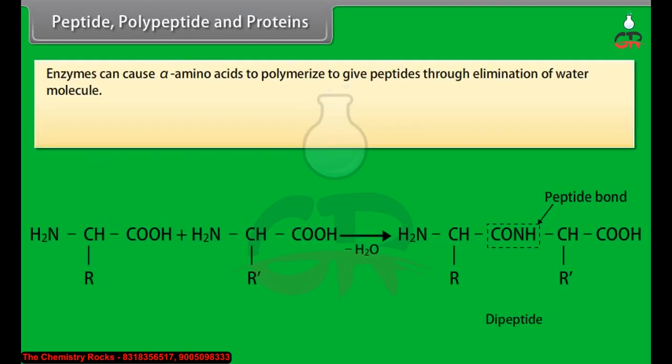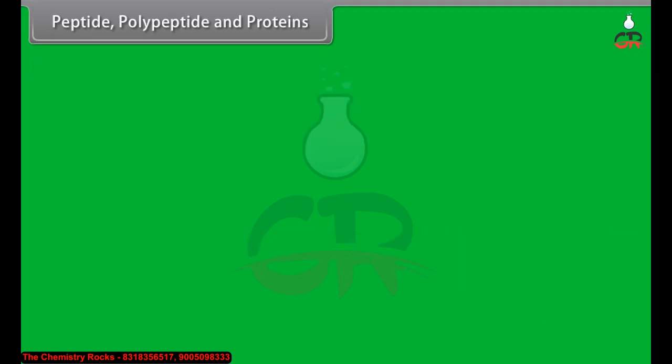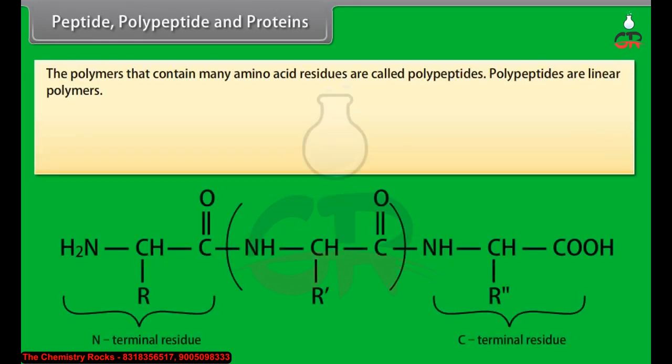Enzymes can cause alpha amino acids to polymerize to give peptides through elimination of a water molecule. The CONH linkage that forms between the amino acids is known as a peptide bond or peptide linkage. Amino acids, when joined in this manner, are called amino acid residues. The polymers that contain many amino acid residues are called polypeptides.